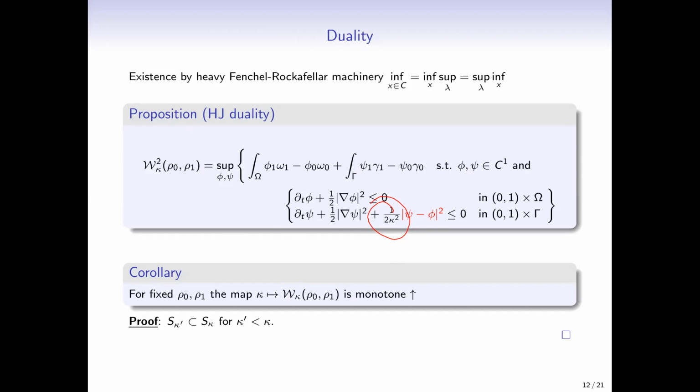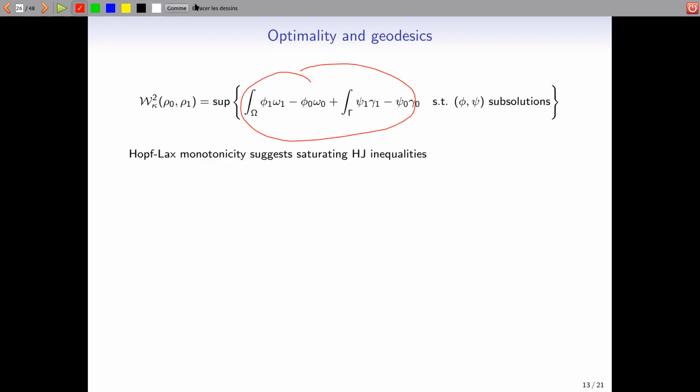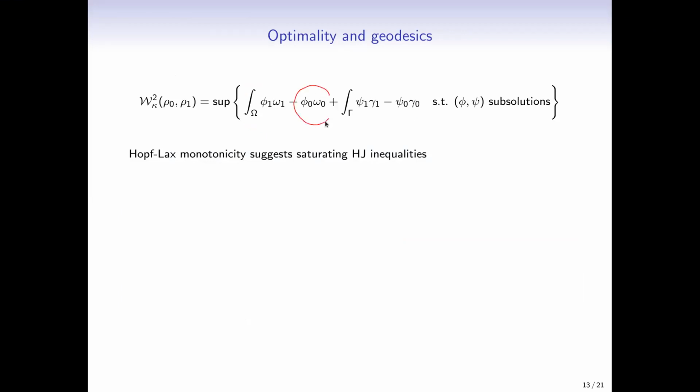A second insight you get by looking at the dual problem is the following. So I just rewrote here the dual formulation of my distance. So I have a sup of this quantity such that phi psi are subsolutions. But now think for a second that omega 0 is fixed. Phi 0 is fixed. Just let's assume it's fixed for some reason. Now, if you want to compute this sup, you'd better make this phi 1 as large as possible, right? In order to increase the value of the supremum.